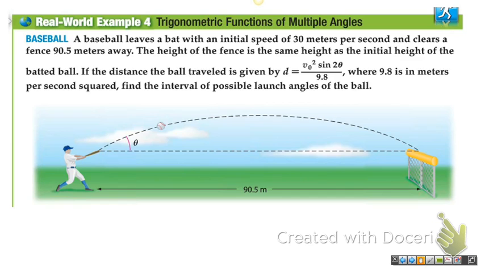So here's a word problem. All I'm really doing is working with the equation that they give me, and I'm just trying to work it backward and solve for the angle. So here's my equation. It wants to know when is this distance equal to 90.5. So let's plug in 90.5 for D and solve for the angle.